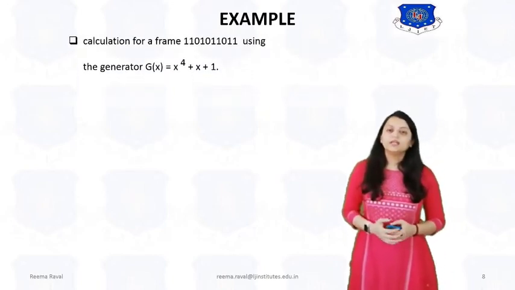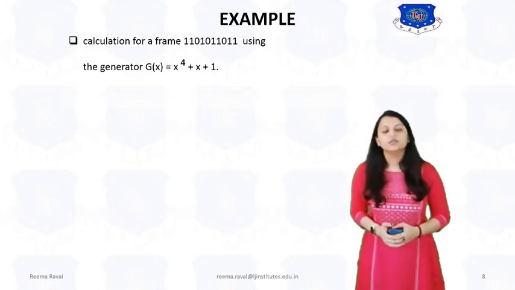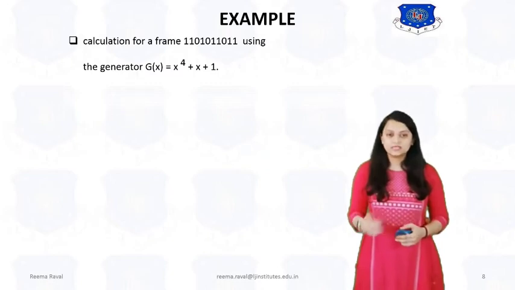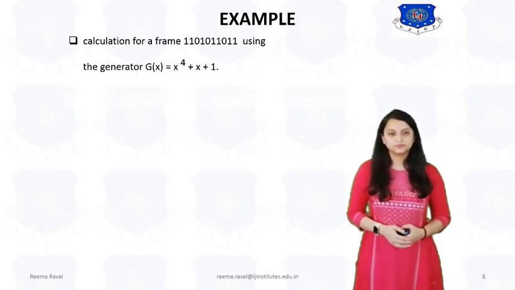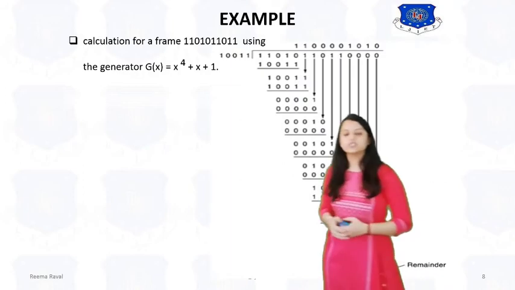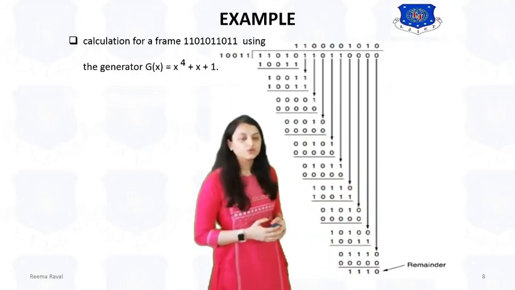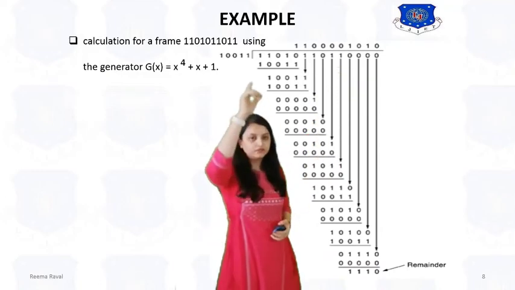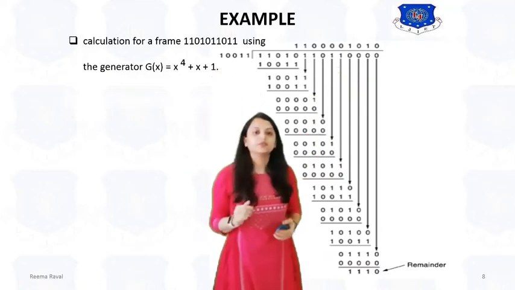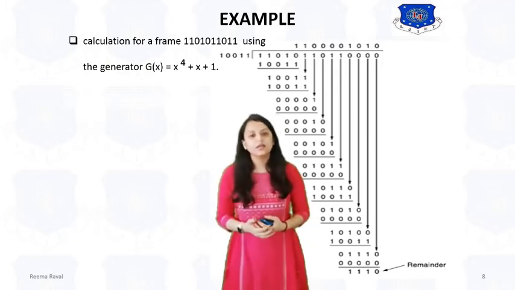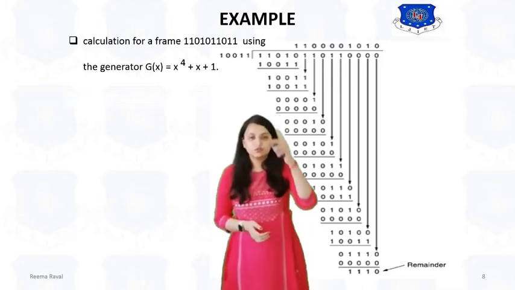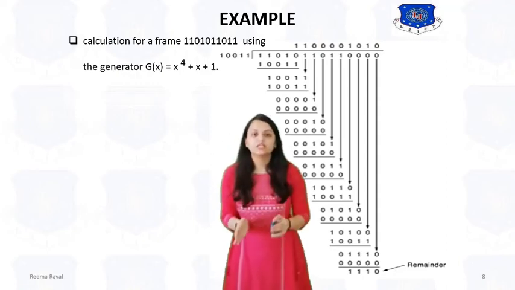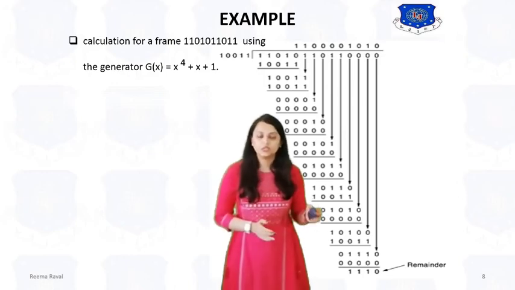Now, let us see one example of the CRC method. Here we are calculating a frame having this data using the generator g of x, that is equal to x raised to 4 plus x plus 1. So this is the division which is indicated. We have used the frame data given over here, which is to be divided by 1, 0, 0, 1, 1. Now, how have we obtained this generator, or the divisor? Using this generator polynomial, x raised to 4 plus x plus 1, if we convert it into binary, we get 1, 0, 0, 1, 1.